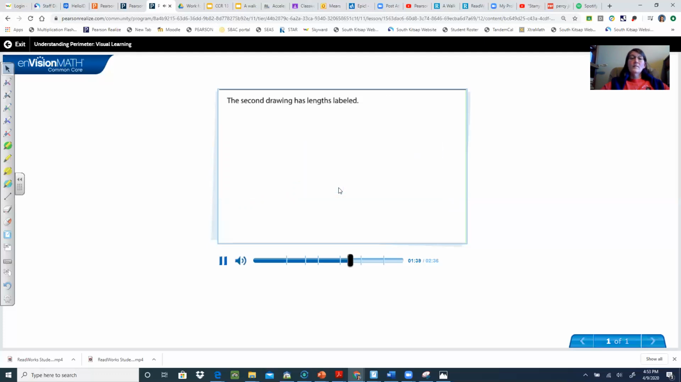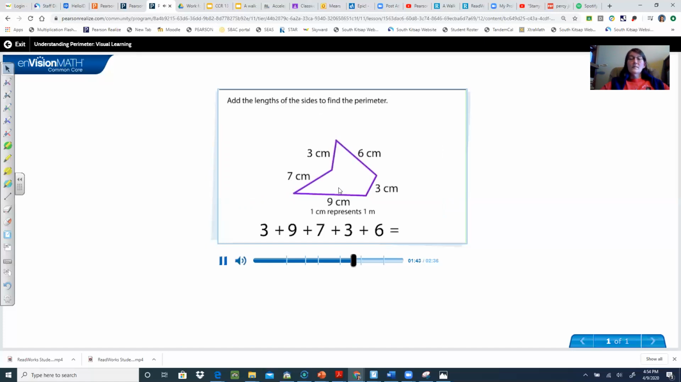The second drawing has lengths labeled. Add the lengths of the sides to find the perimeter. Add 3 plus 9 plus 7 plus 3 plus 6. The perimeter of this drawing is 28 centimeters. The perimeter of the playpen is 28 meters.